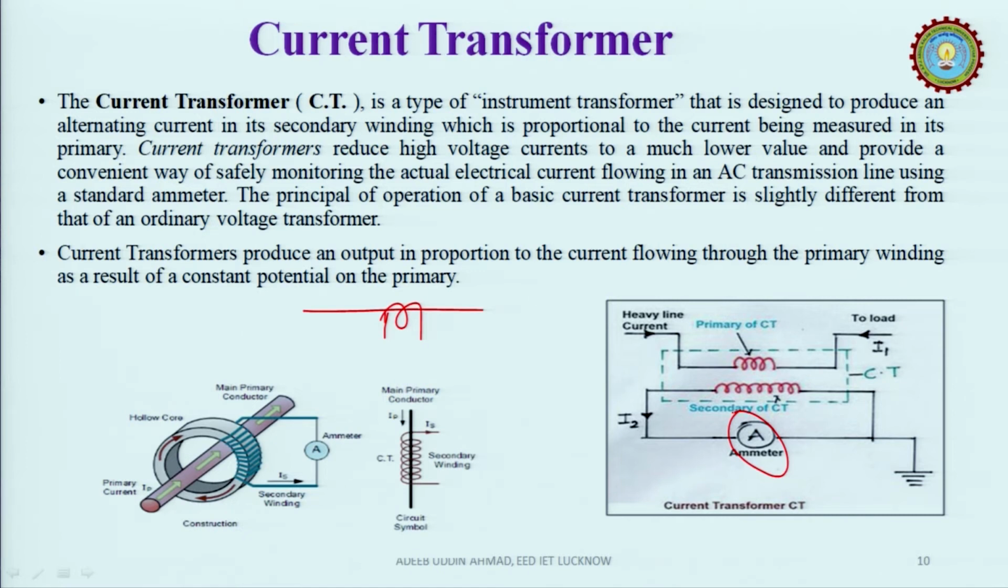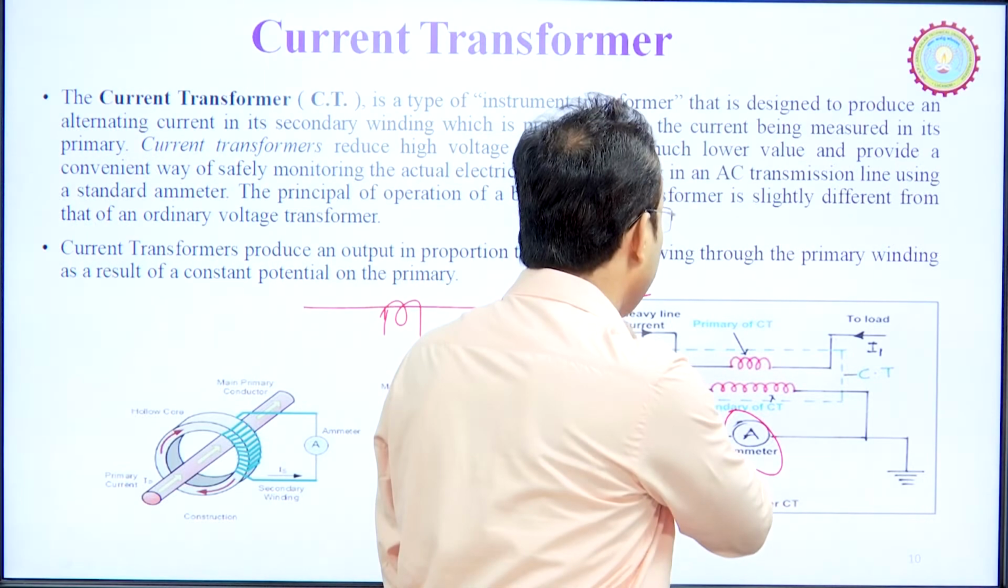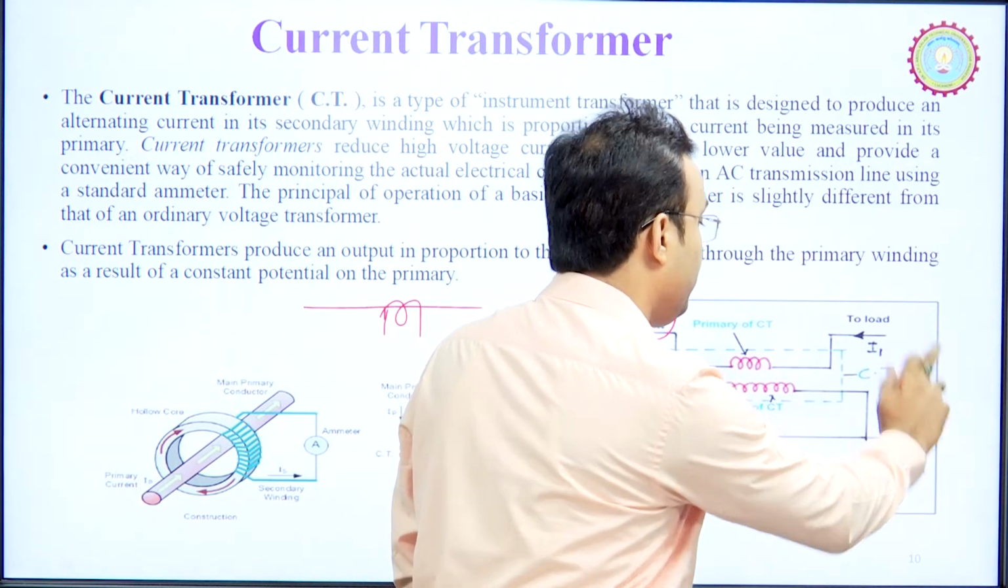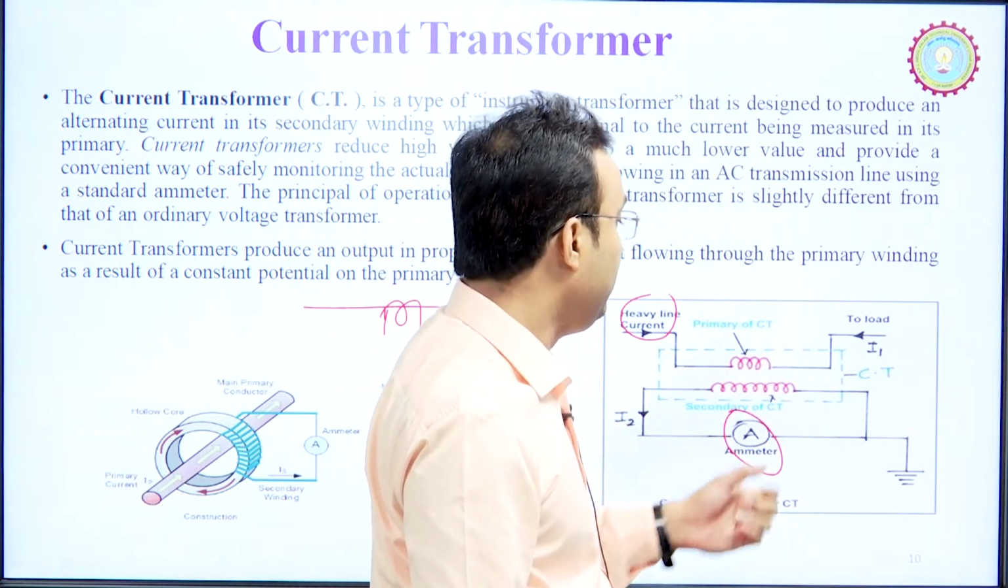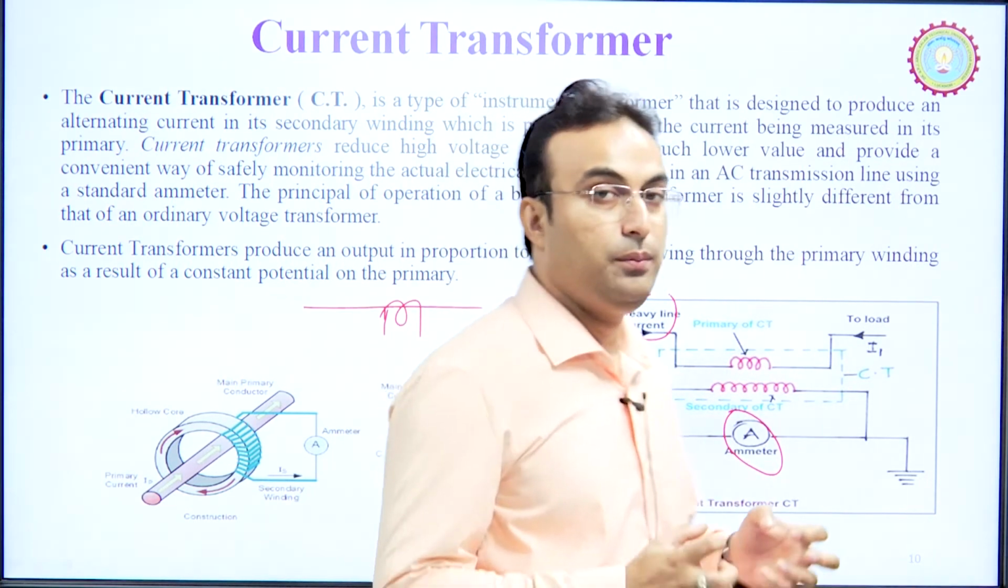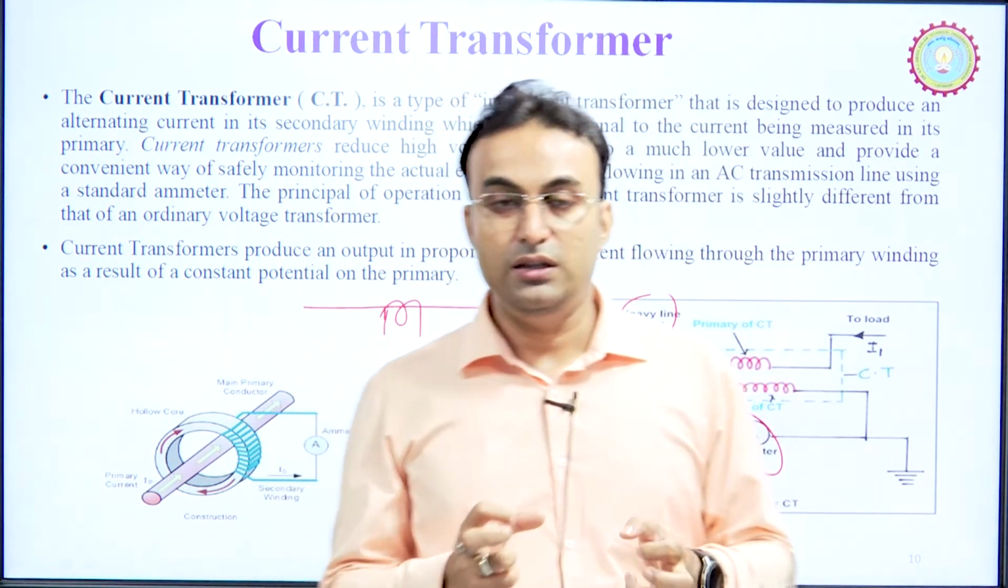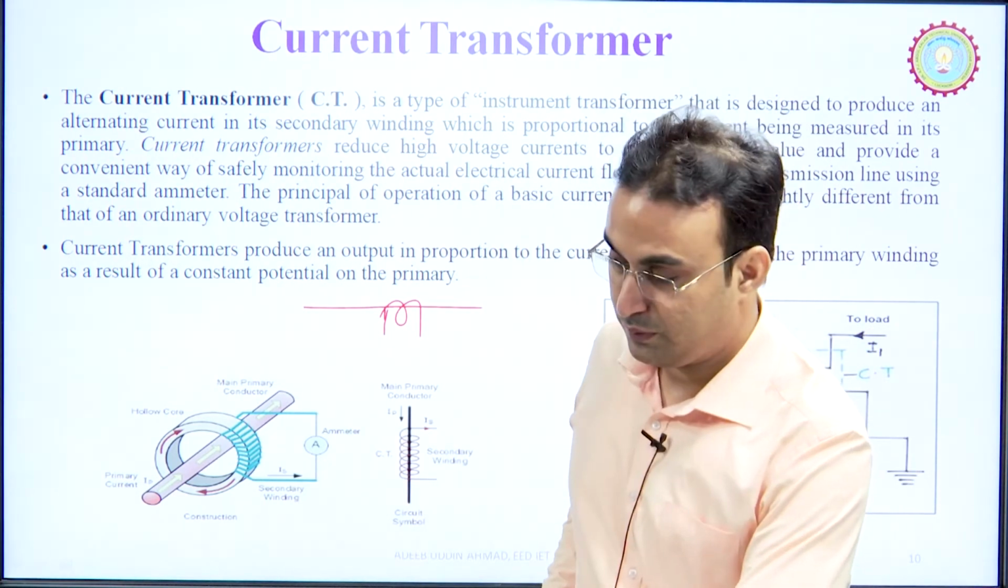So, our ammeter can read the reduced value of current, because the primary is having a very high value of current, and the primary of the current transformer will always be fixed or connected in series with the line. So, we have a line, and we want to know the value of current in that line. So, we are going to connect the primary of the current transformer in series with this line.